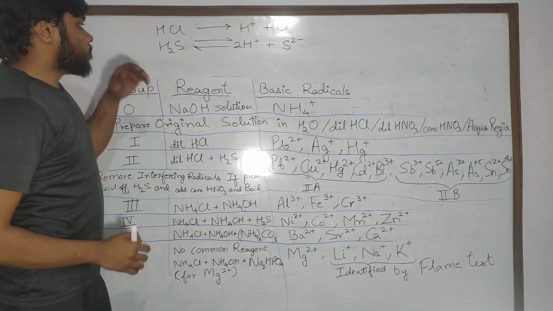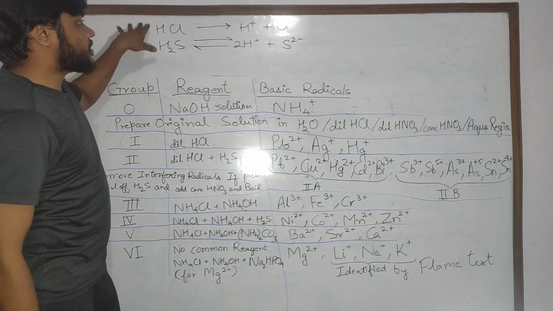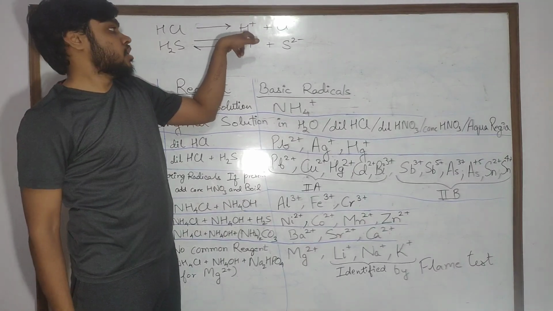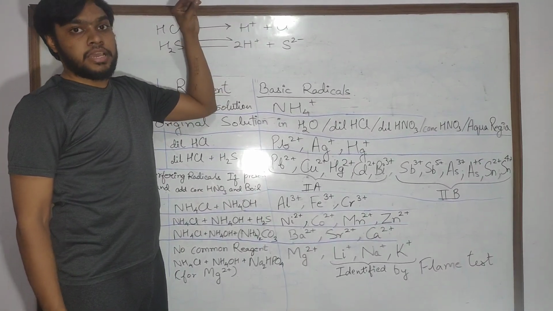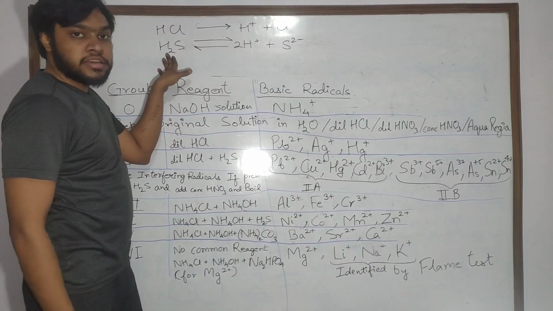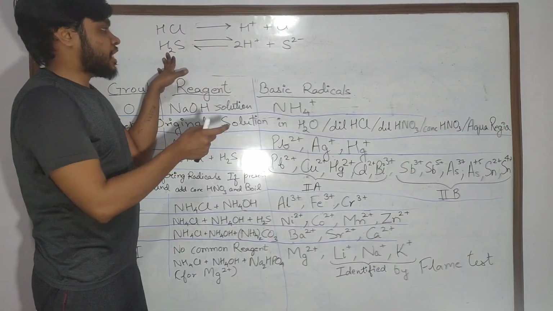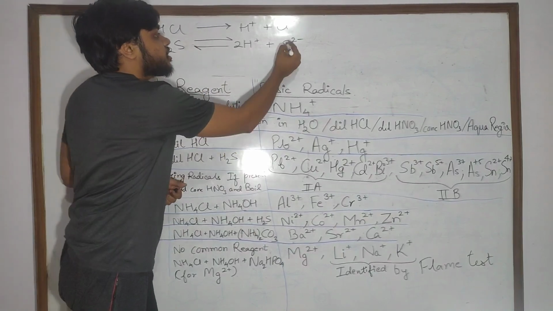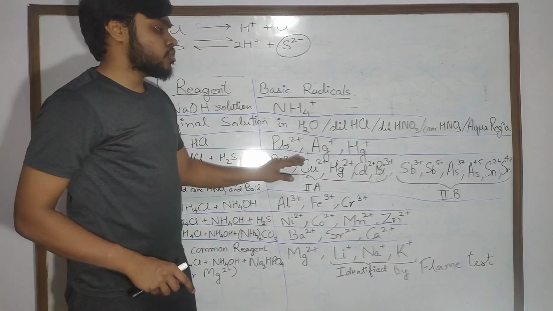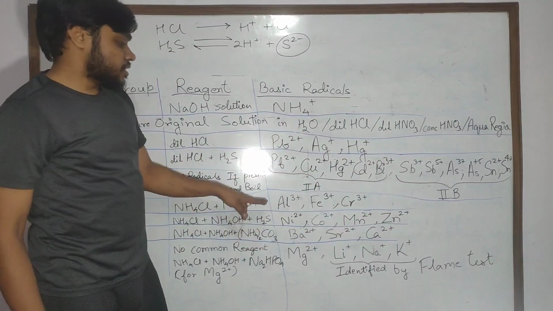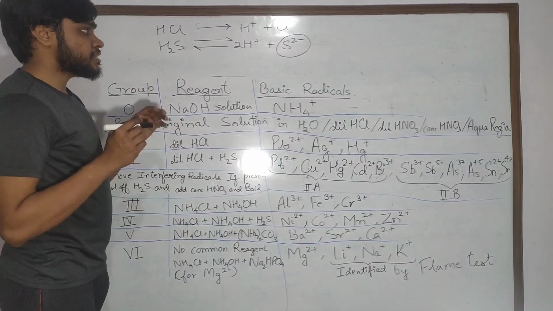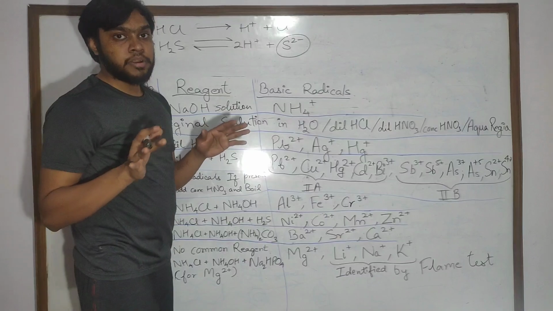Now when HCl is added, it increases the concentration of H plus ions. Due to the increase in the concentration of H plus ions, this equilibrium shifts to the left side. The result of this equilibrium shift is that the concentration of the sulfide ions also gets lowered to that extent that the sulfides of only group 2 are precipitated, whereas the sulfides of group 4 remain in solution. In the same way, ammonium chloride and ammonium hydroxide also work.